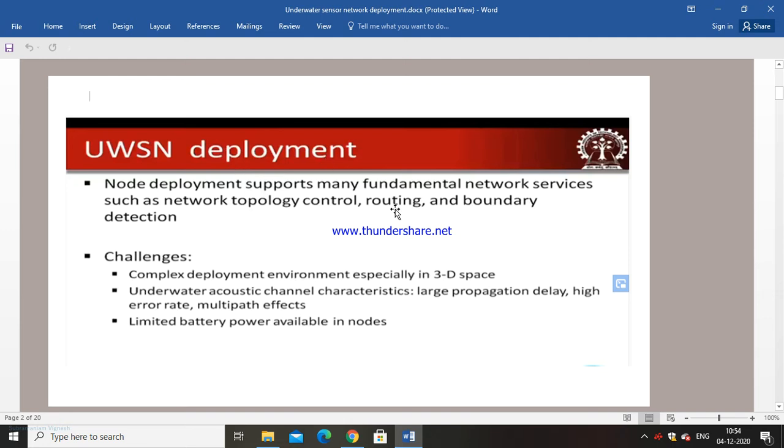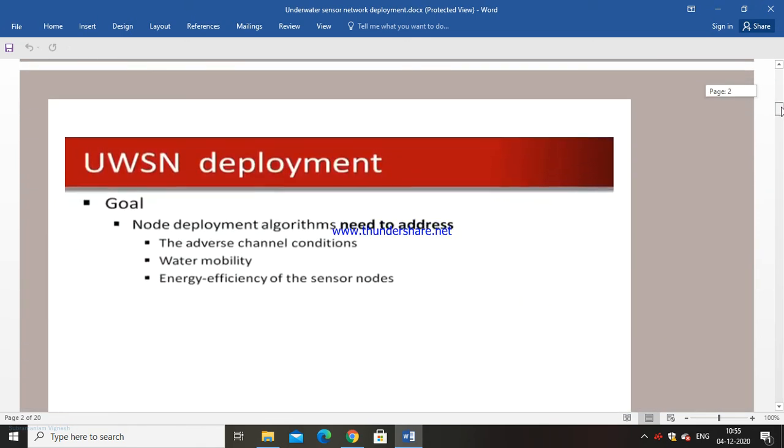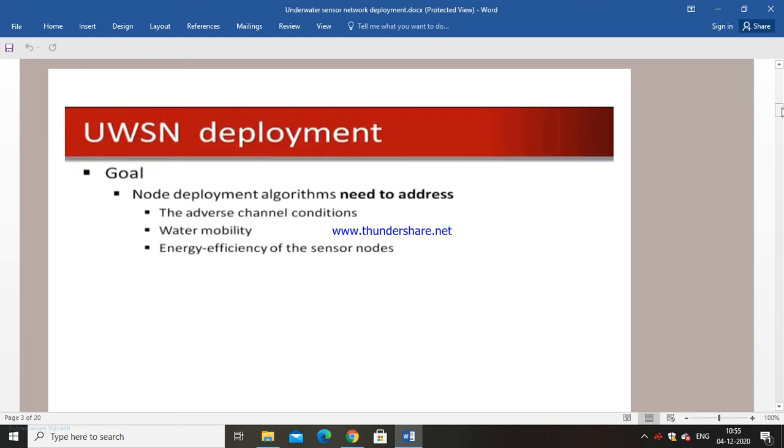What are the challenges we face in deployment? The complex deployment environment, especially in 3D space. Underwater acoustic channel characteristics: large propagation delay, high error rate, multipath effect. Limited battery power available in nodes. Our main goal: the node deployment algorithm needs to address the adverse channel condition, water mobility, and energy efficiency of the sensor nodes.